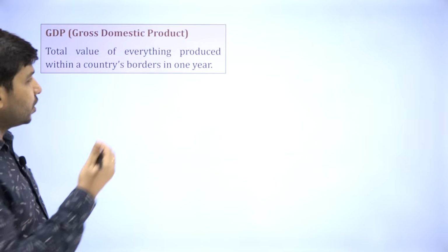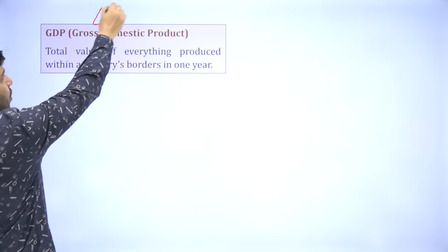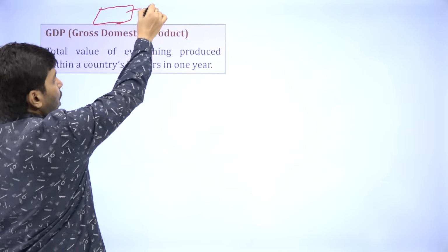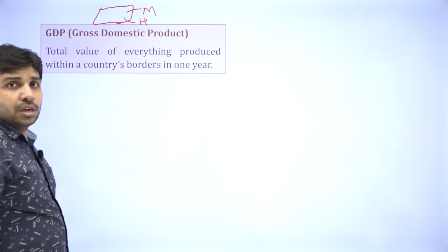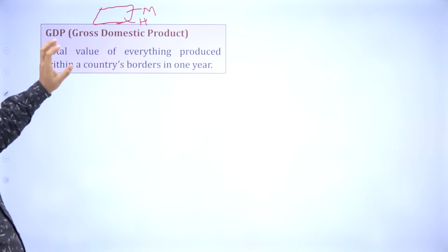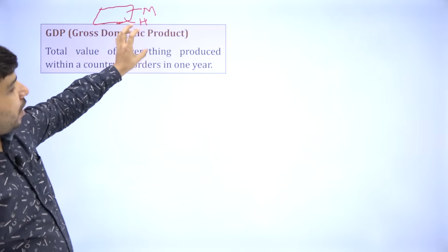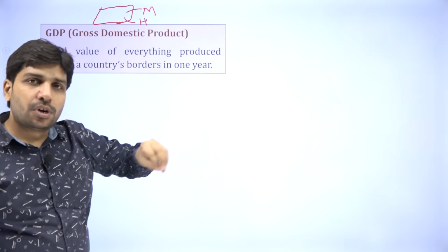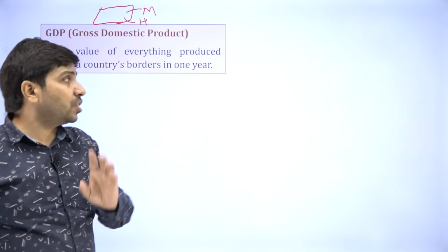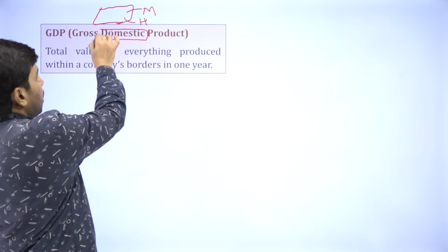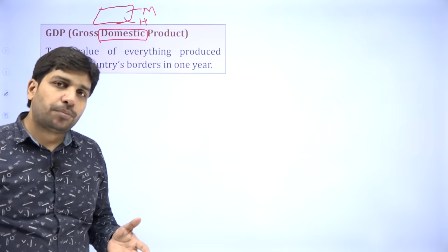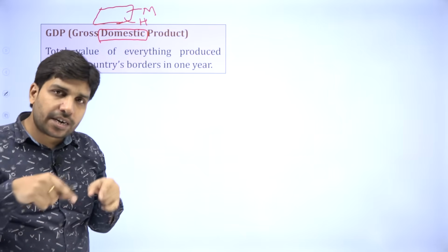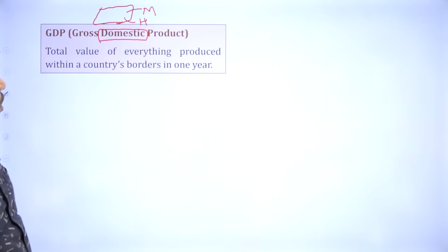Let's understand it this way. Suppose this is India's border. Here Maruti is producing cars and Honda is also producing cars. So whatever the production of Honda and Maruti, all of this production within the boundaries of India will be counted as gross domestic product. The term here is domestic. It doesn't matter whether the producer company or person is Indian or a foreigner. If it is producing inside India, that means gross domestic product.